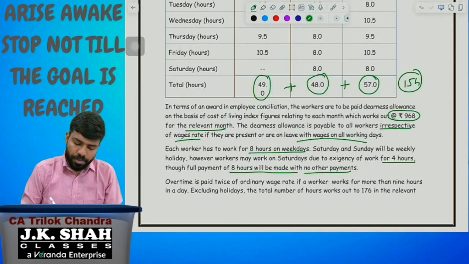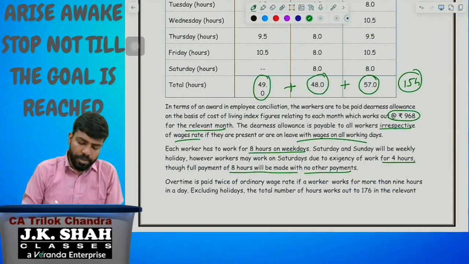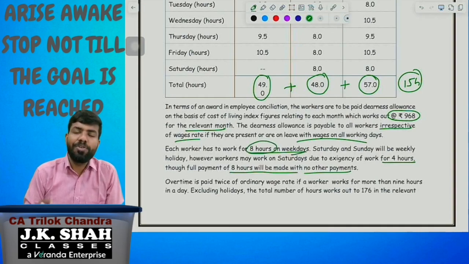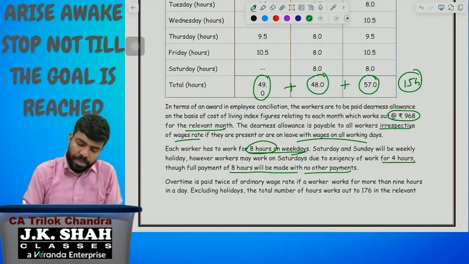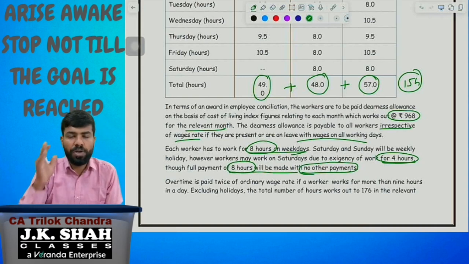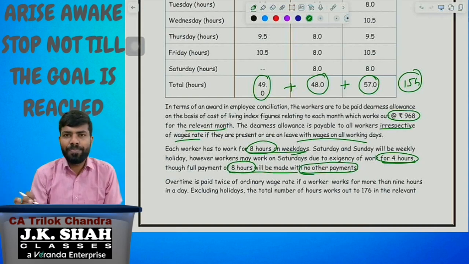Okay. Now look at this. Let us understand the labor policy. Each worker will be paid for 8 hours on weekdays. When it comes to Saturdays and Sundays, it will be holiday. If anyone works on Saturday for 4 hours, they'll be getting payment for the 8 hours with no other payments. I'll explain the meaning of that later. What you need to understand is Monday to Friday they have to work for 8 hours. Saturday, Sunday is holiday. If anyone works on Saturday for 4 hours, he will get the full payment for 8 hours. Clear?